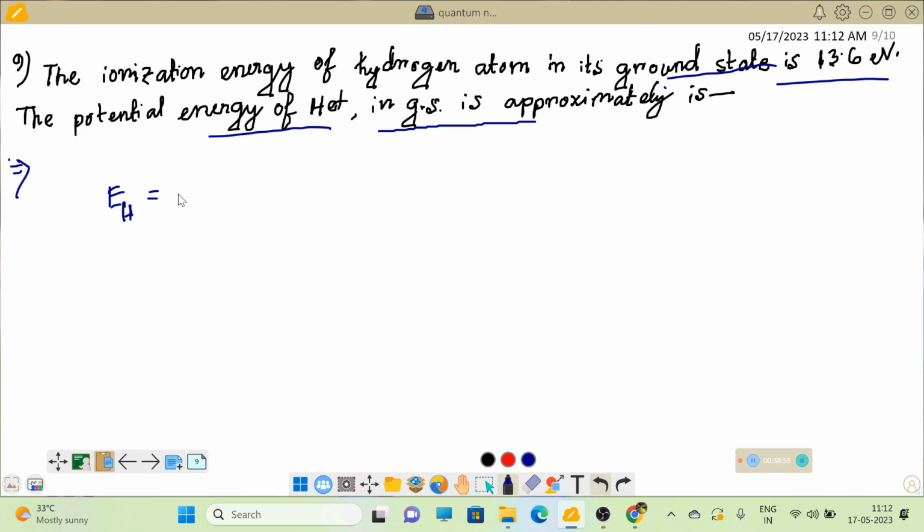I want to tell one thing about the energy of the hydrogen atom: the formula is En equal to 13.6 Z squared by n squared, that is the energy. But the ionization energy will just change the sign, 13.6, because you are removing the electron from the atom, so you have to supply energy, so that's why it is positive.